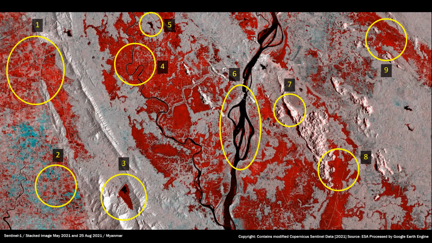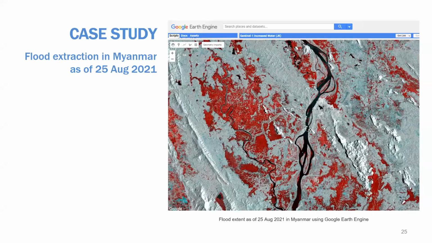And number eight here is definitely flood. And number six here is still showing the water, river water, clearly. I will show you step by step how to analyze this.